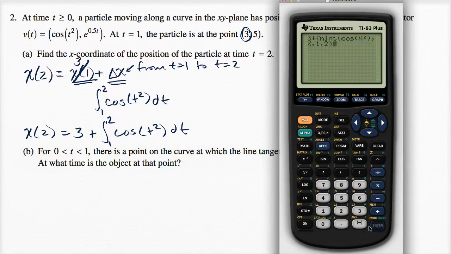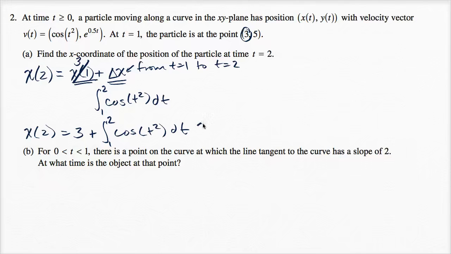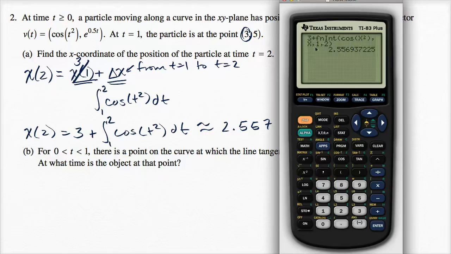And now I'll let the calculator munch on it a little bit, and I get approximately 2.557. Let me make sure that I added the 3. Yeah, 3 plus that definite integral from 1 to 2, 2.557, and I just rounded that. So there you go.